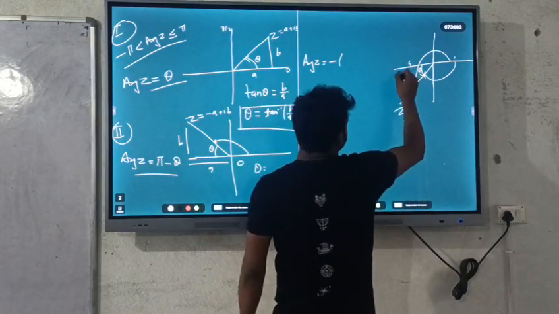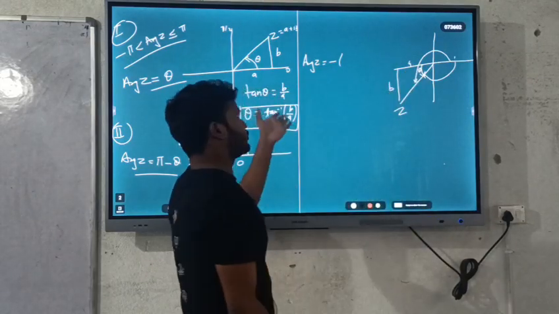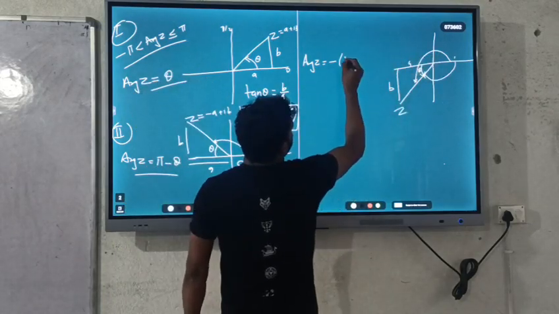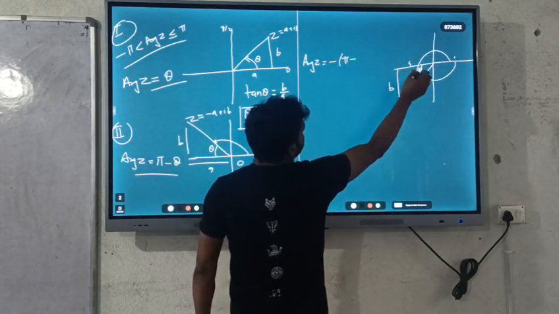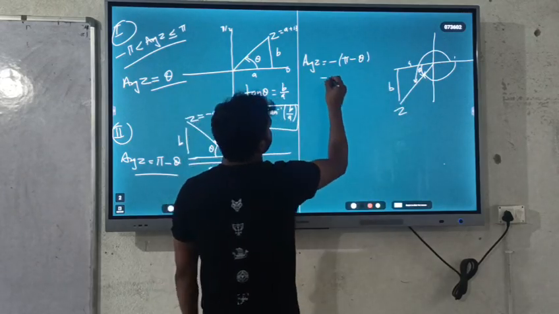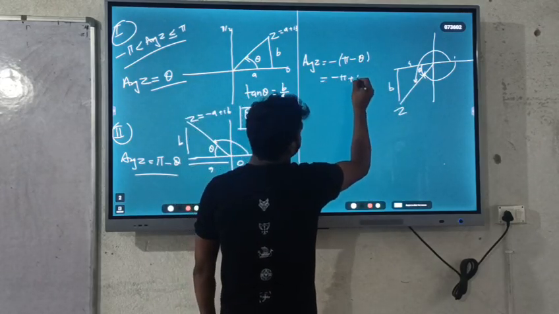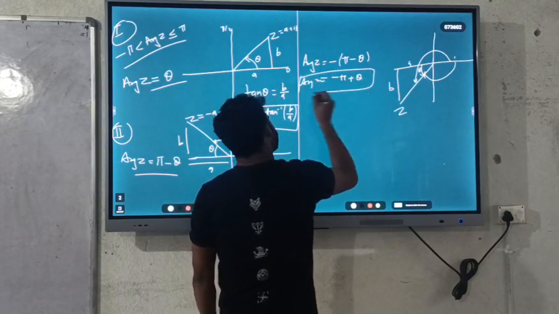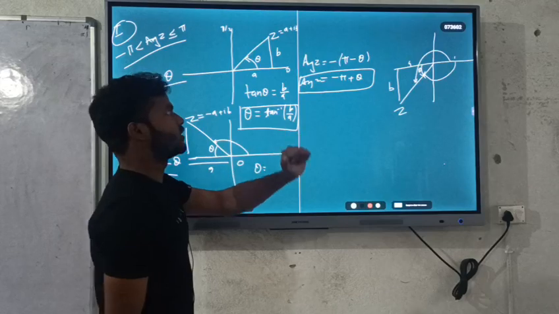The length is A, this length is B, so we get theta equal to tan inverse B by A. So what we do, pi means A, we subtract the theta. So we get minus pi plus theta, and that is the argument value of z in the third quadrant.